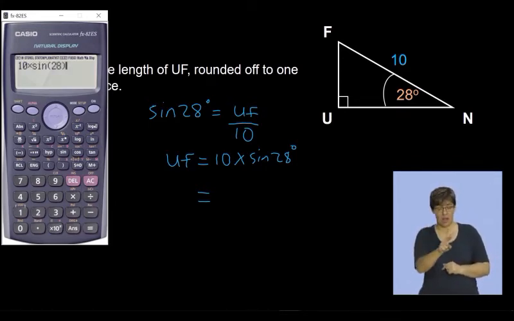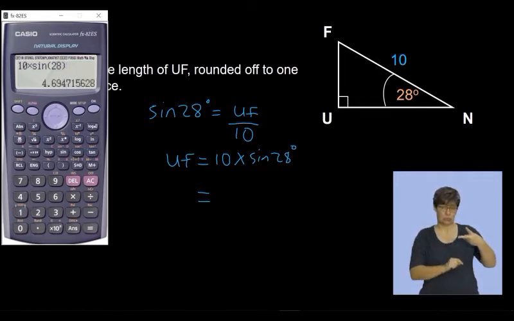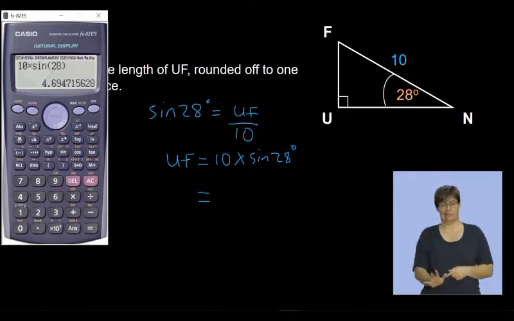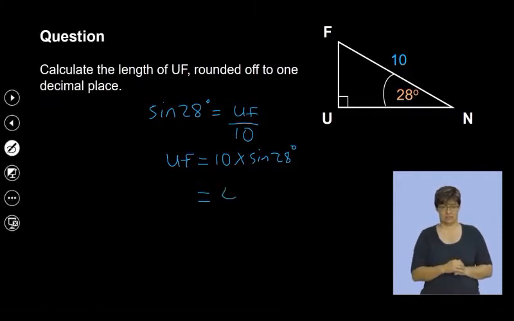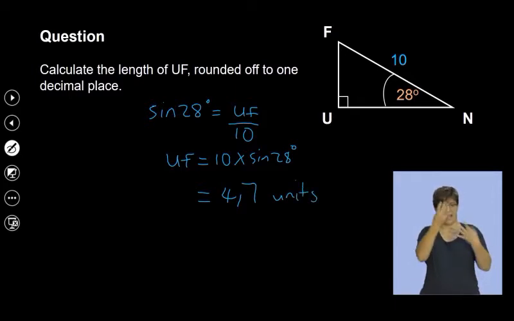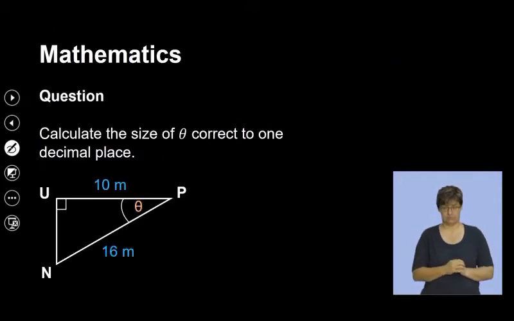Remember, when you are using your calculator, you need to make sure that it is in degrees, number one, and number two, it must be a scientific calculator and not the one we normally use to try and maybe add up some basic numbers at early grades of our mathematics. So they said rounded off to one decimal place, so this will be 4.7 units. You're not going to say centimeters, meters, or anything like that, because they didn't give us the 10 in terms of having specific units.